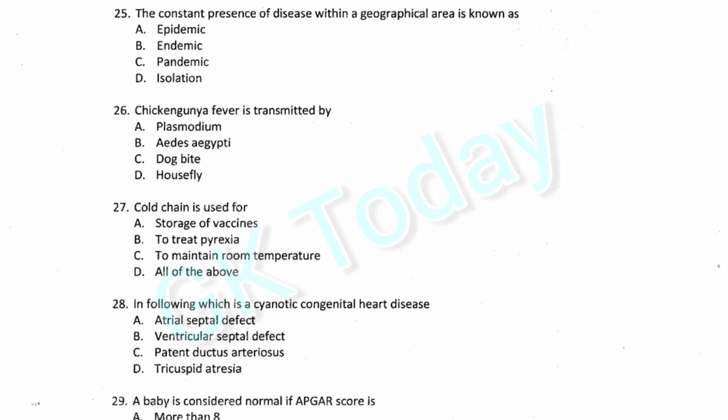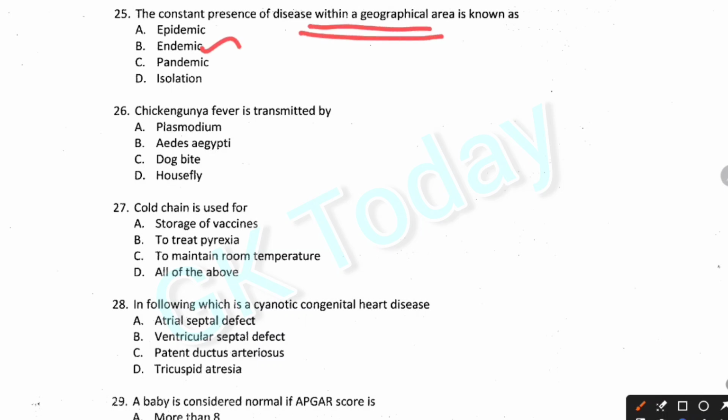Question number 25. The constant presence of disease within a geographical area is known as endemic. Correct answer is option B. Endemic. The constant presence of disease within a geographical area is known as endemic.